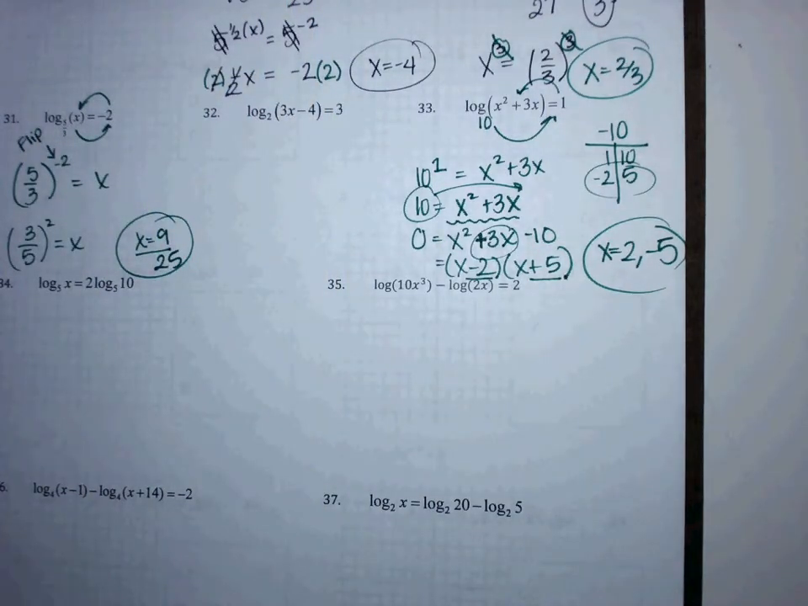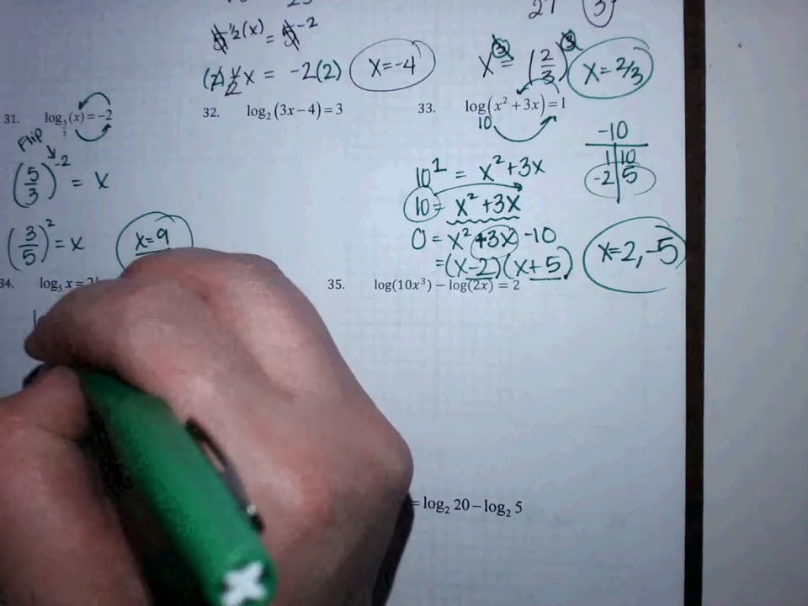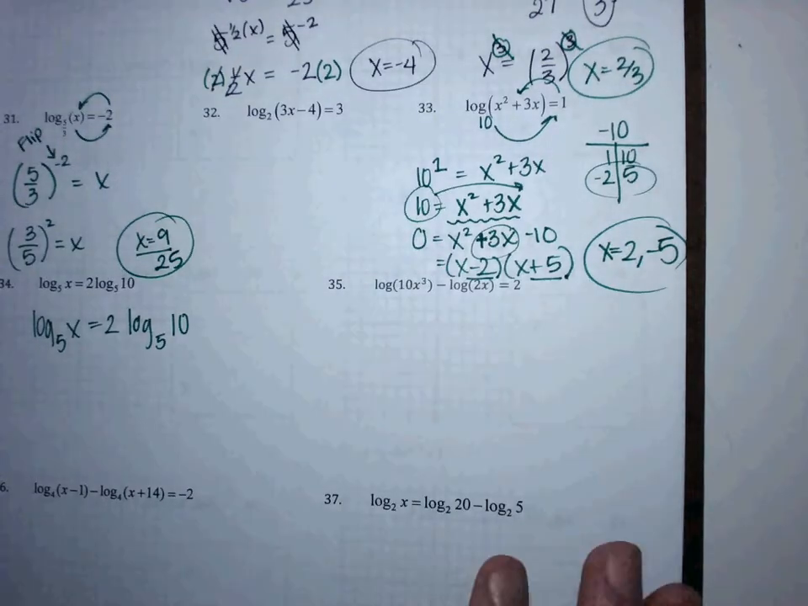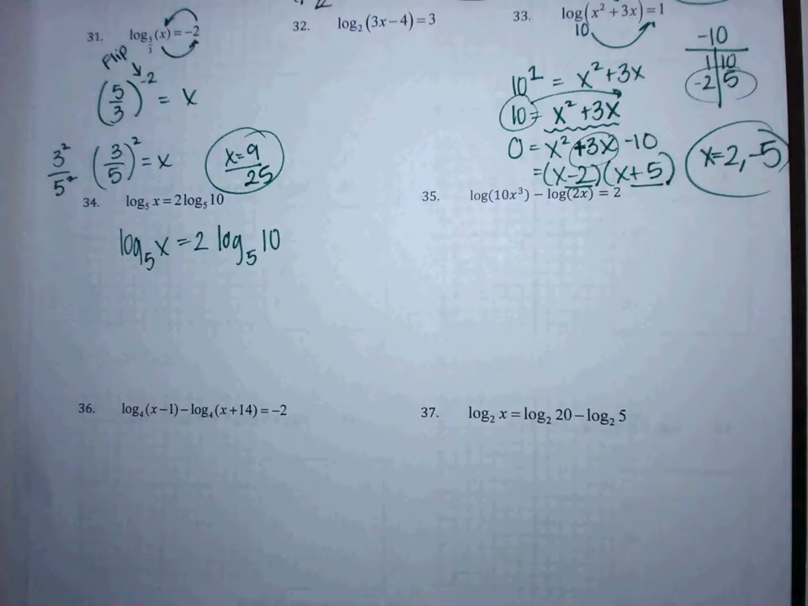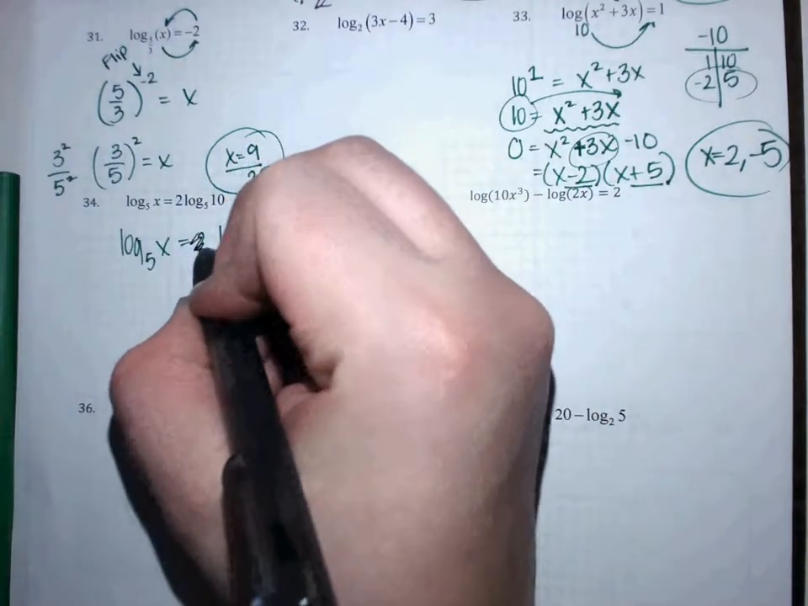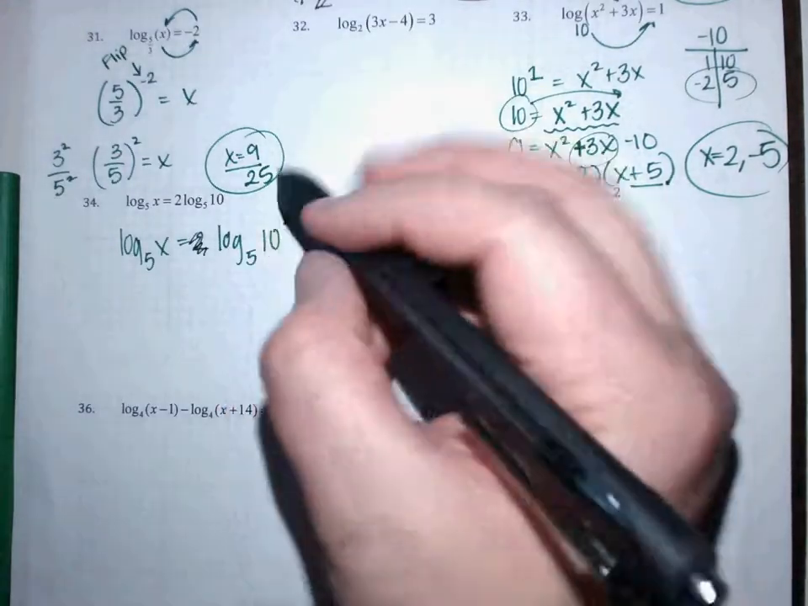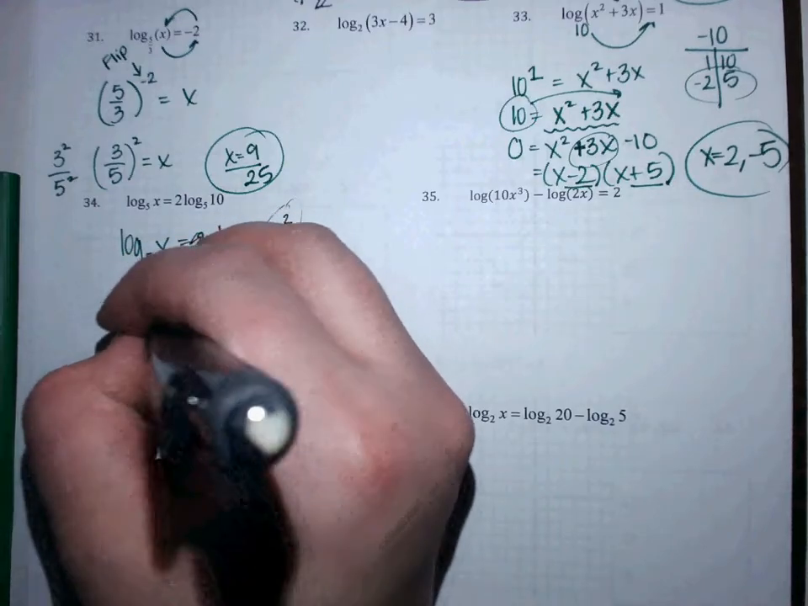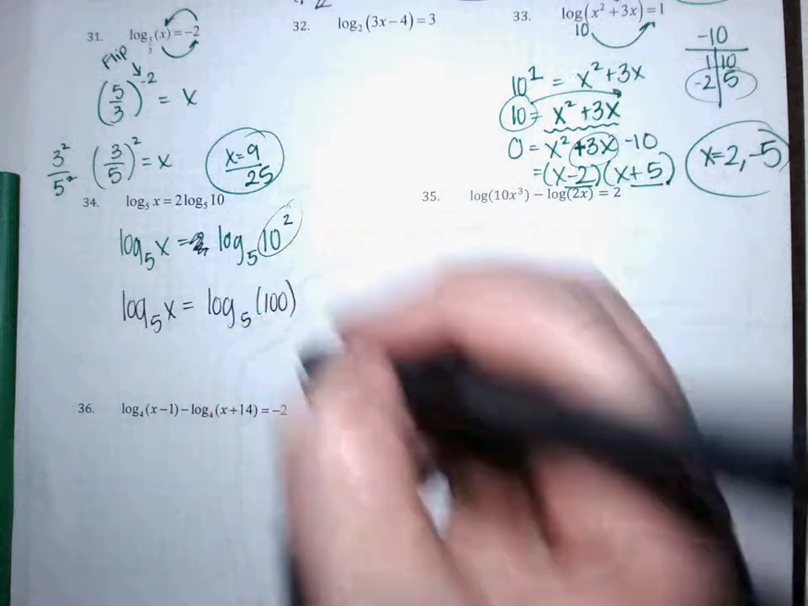Okay, let's do another one. Let's look at number 34. Notice I have log little 5 of x equals 2 log little 5 of 10. Okay, I cannot cross these logs out with that 2 in the way. So you got to remember all your different rules. This 2 is allowed to jump up as an exponent. And now, instead of being a 10, it's a 10 squared, which is the same as log little 5 of 100.